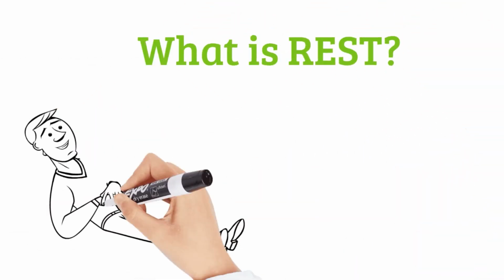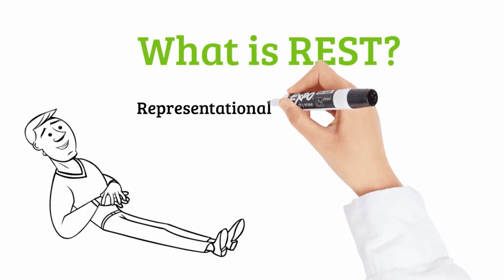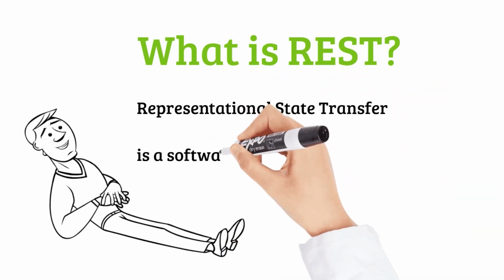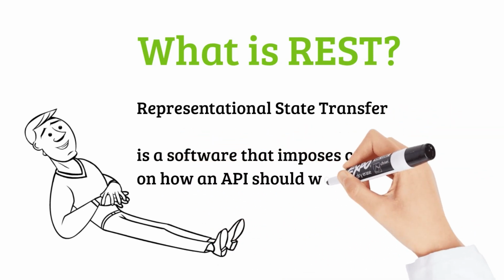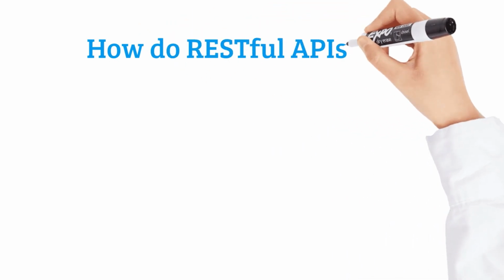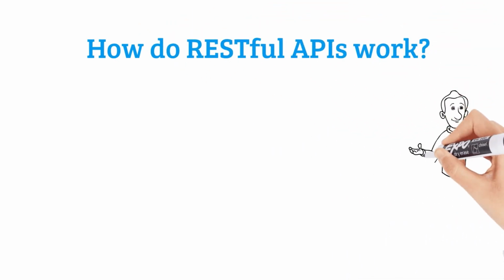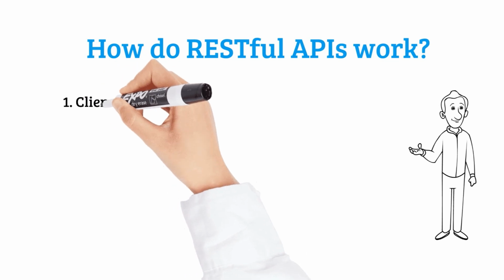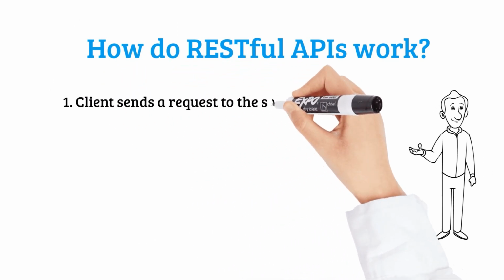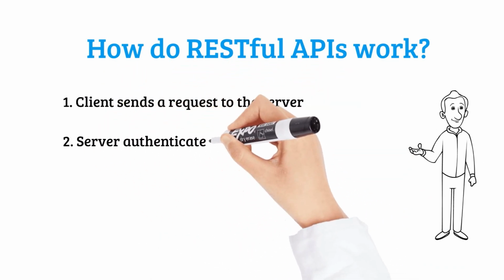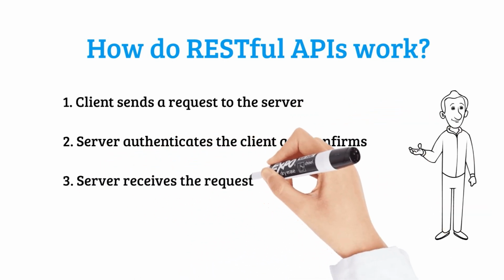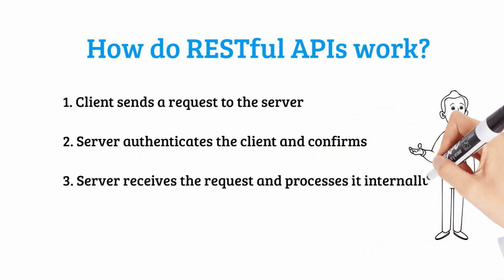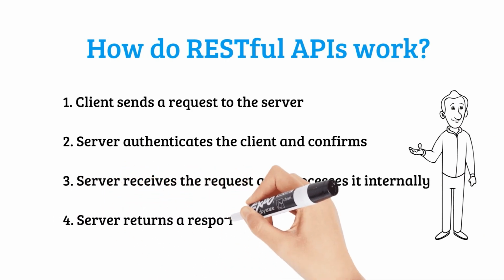What is REST? REST is representational state transfer. REST is a software that imposes condition on how an API should work. How do RESTful APIs work? The client sends a request to the server. The server authenticates the client and confirms. The server receives the request and processes it internally. The server returns a response to the client.